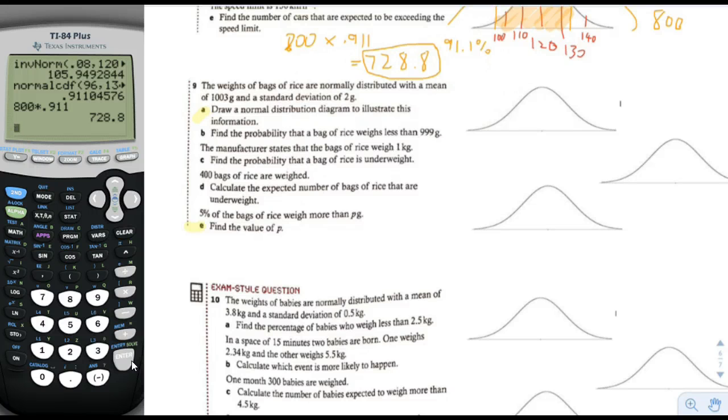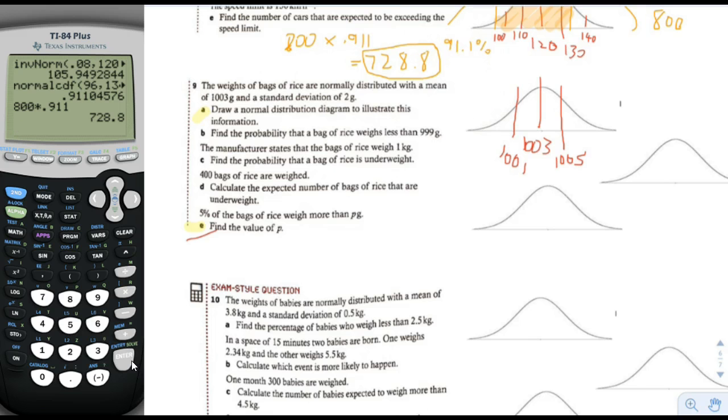The weight of bags of rice are normally distributed with a mean of 1,003. So I'm going to put 1,003 here in the middle. Standard deviation of 2 means that each one of these lines is separated by 2. So this is 1,005, and this is 1,001. Okay. Draw a normal distribution diagram to illustrate this information. I just did. Okay, I go on to the last one.